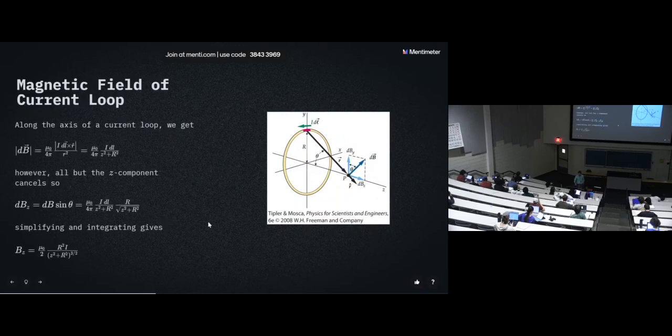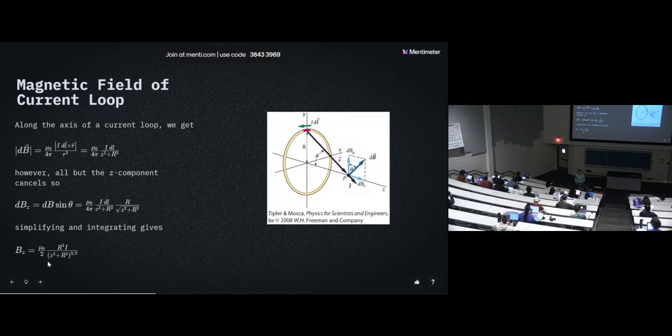If you have to find the magnetic field along the z-axis, anywhere above or below the current loop, then the net result is that the magnetic field along the z-axis is mu naught over 2 times r squared I divided by z squared plus r squared raised to the 3/2 power. And you can see where I work through that here.